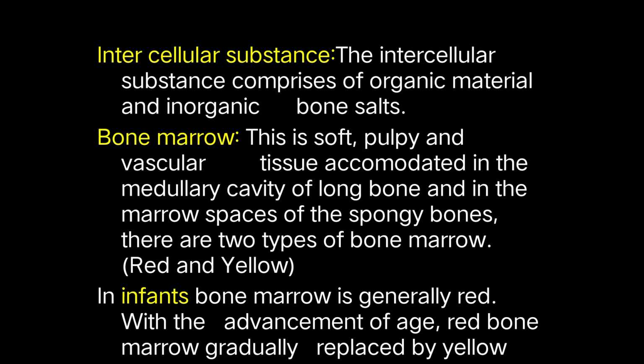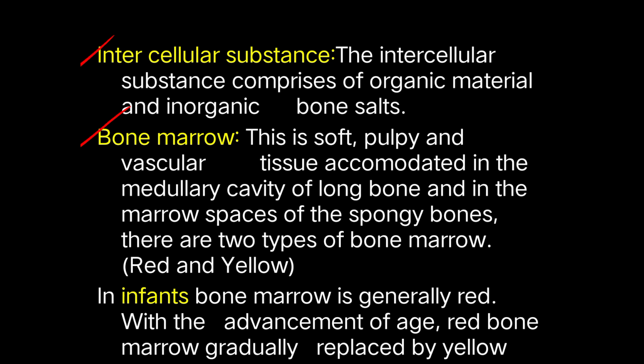Now come to the next point, the intercellular substance. The intercellular substance comprises organic material and inorganic bone salt. In the bone, which is a hard structure, we know that the intercellular substance is actually the organic material and inorganic bone salt. Then bone marrow.